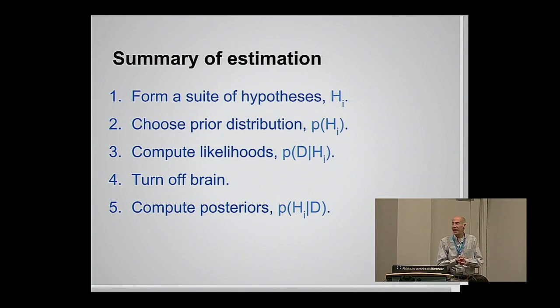Okay, so just to summarize what we've done, if you want to estimate a value, you start with a suite of hypotheses that represents all the possible values. You choose a prior distribution by assigning a probability to each hypothesis, compute the likelihoods, multiply through, and then again, you can stop thinking at that point. Bayes will do the rest, you get the posteriors. So that's what that framework looks like.